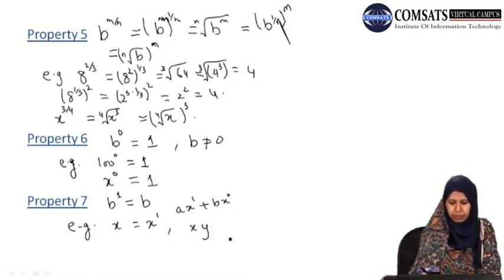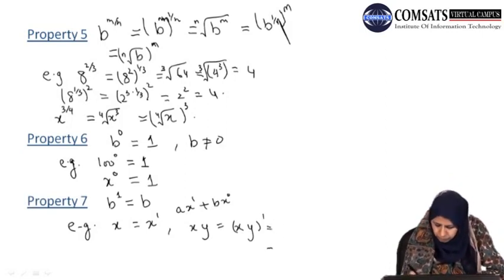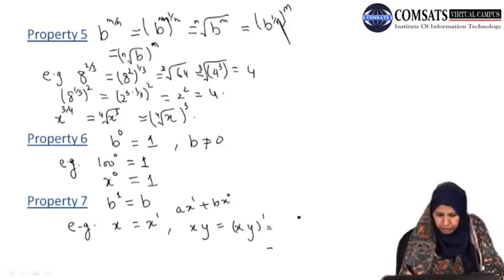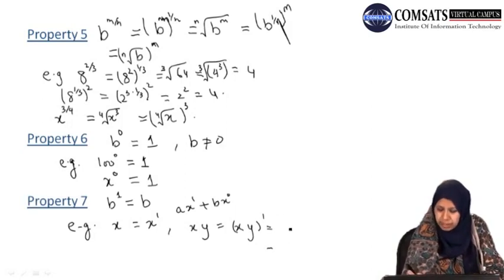Or for example, if we have a product xy, then this basically means that the product has power 1. And now by using our property, we can split the power. This is nothing but x to the power 1 into y to the power 1.